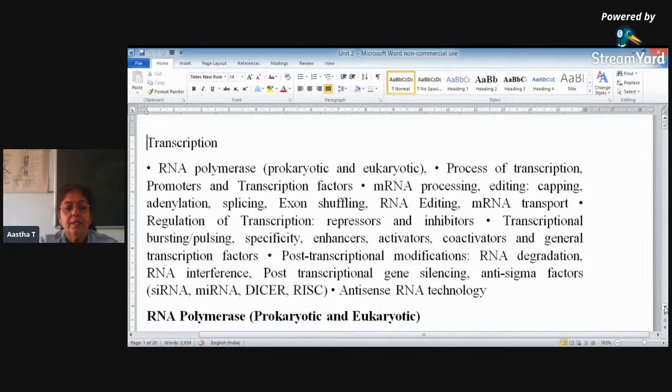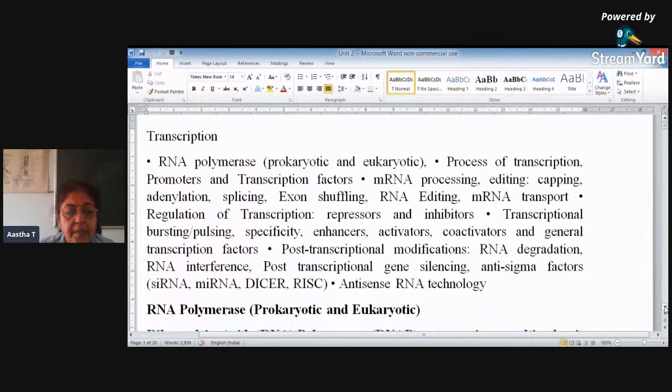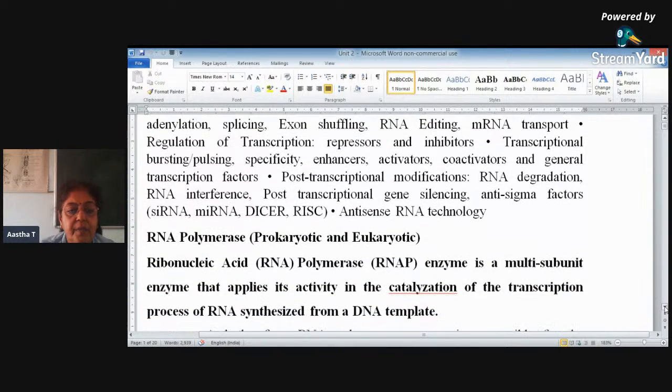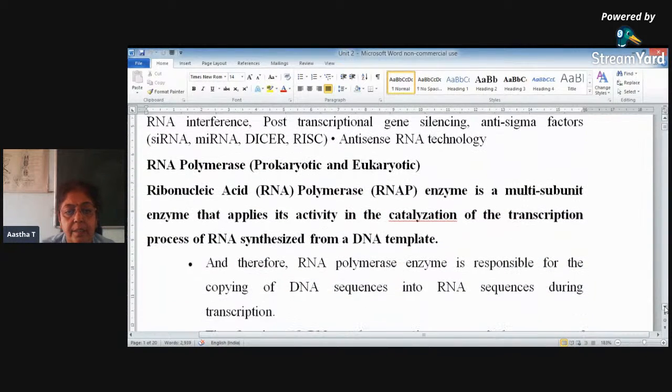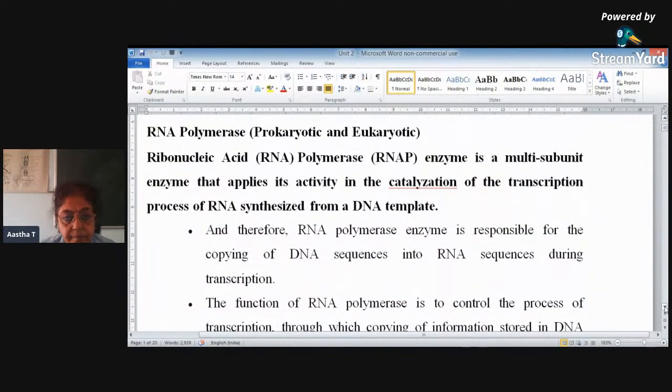So that is actually our antisense RNA technology. So let us see first with RNA polymerase. It is usually represented as the RNAP enzyme. RNA polymerase. If the short form RNAP comes, you should understand what it is.